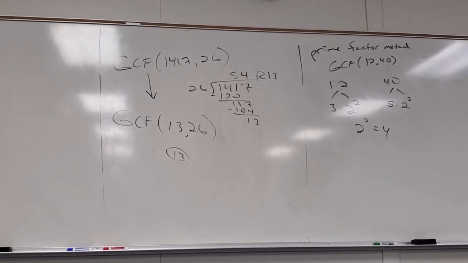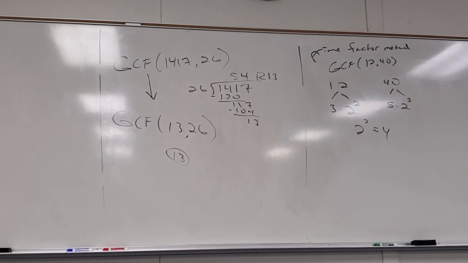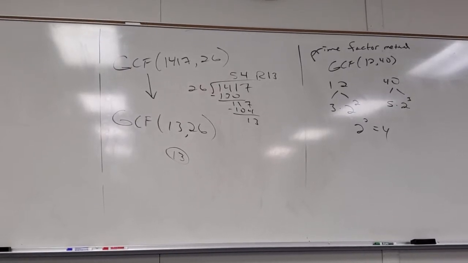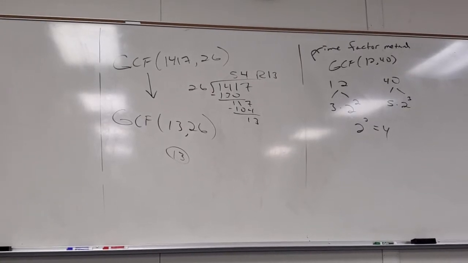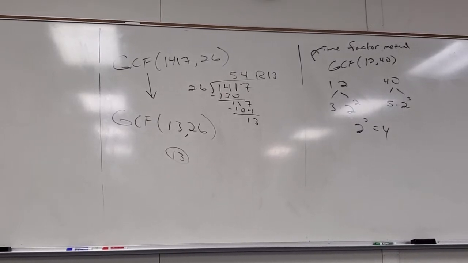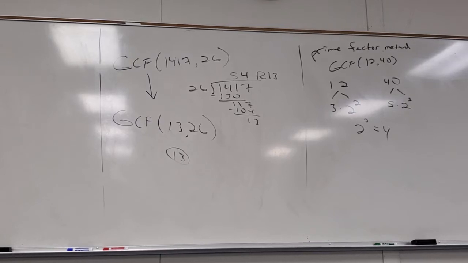So what about the other three letters? Does anyone remember the other three letters? That's LCM, which of course leads to LCD. LCM, we call it LCD if they happen to be bottoms of fractions. What do those letters stand for? Least common multiple. So the smallest number that both things multiply up to be.